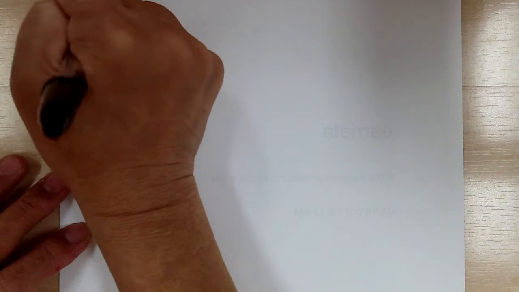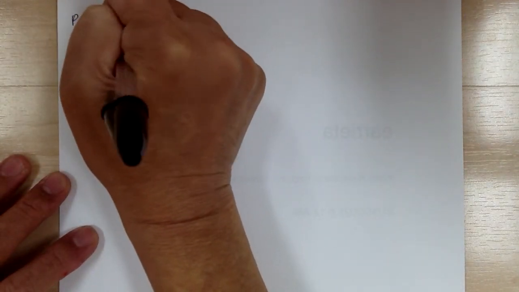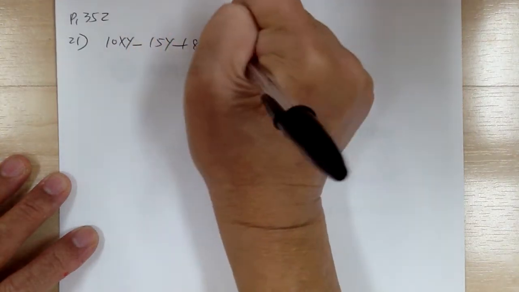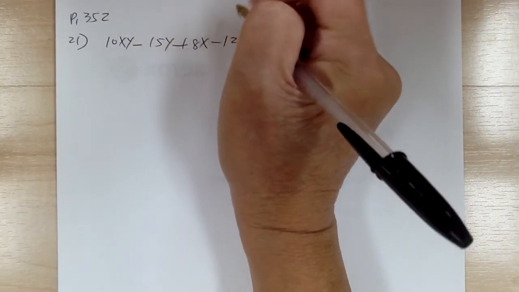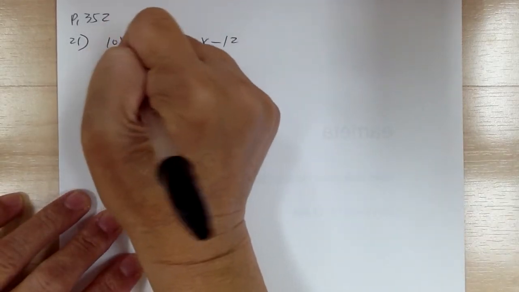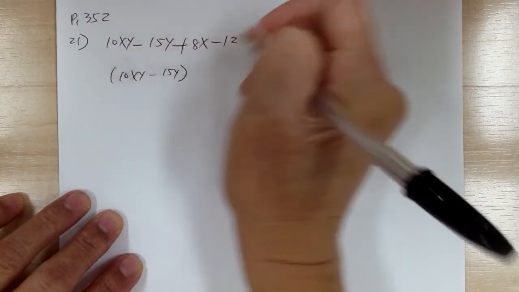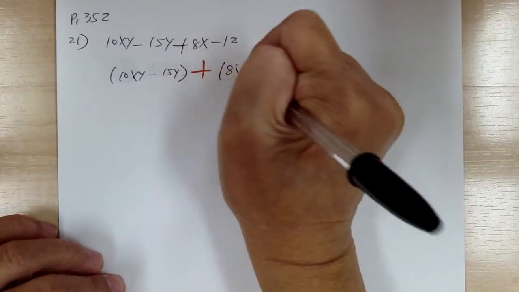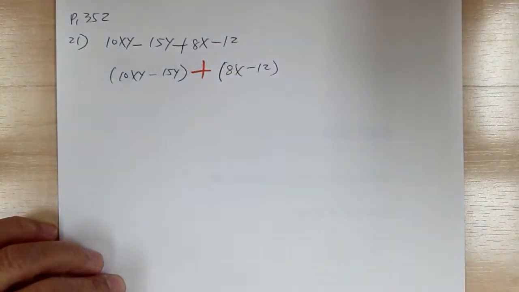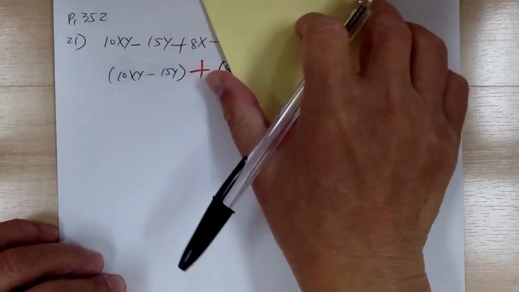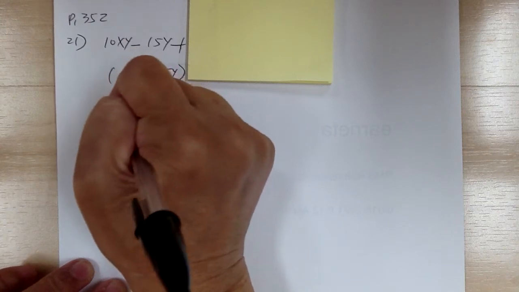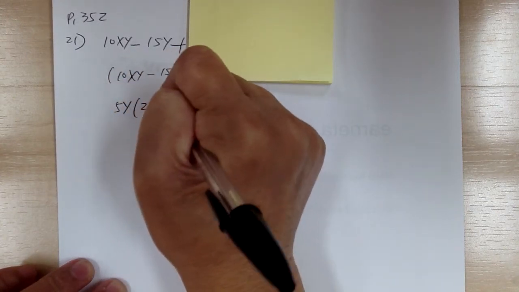Number 21, you got 10xy minus 15y plus ax minus 12. Okay, again, 4 terms, so let's go and group them. Okay, and you got ax minus 12. Okay, so the first half, you can factor the 5 and the y. So factor 5y, you get 2x minus 3.